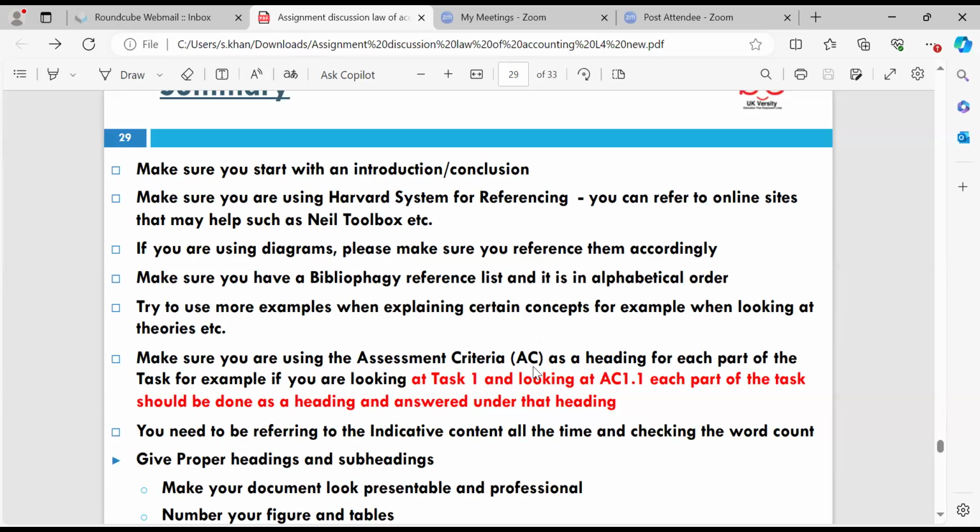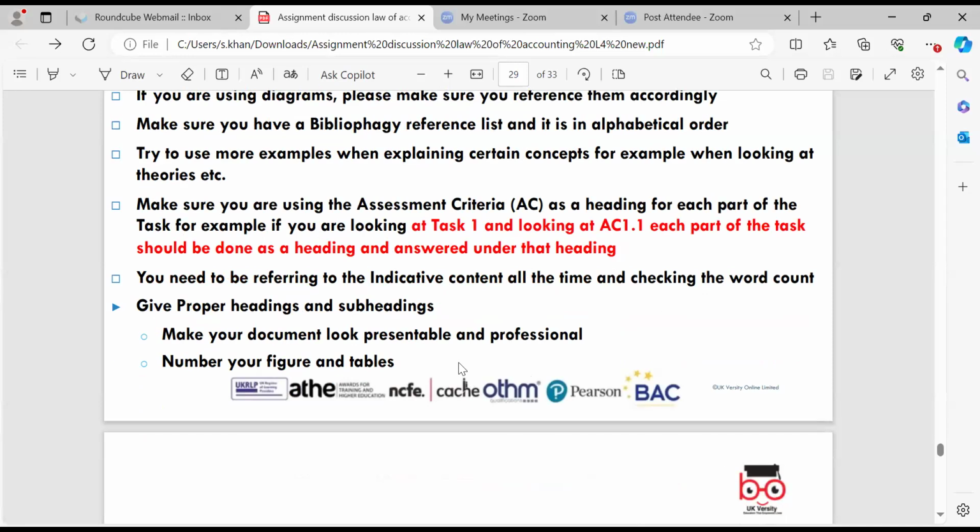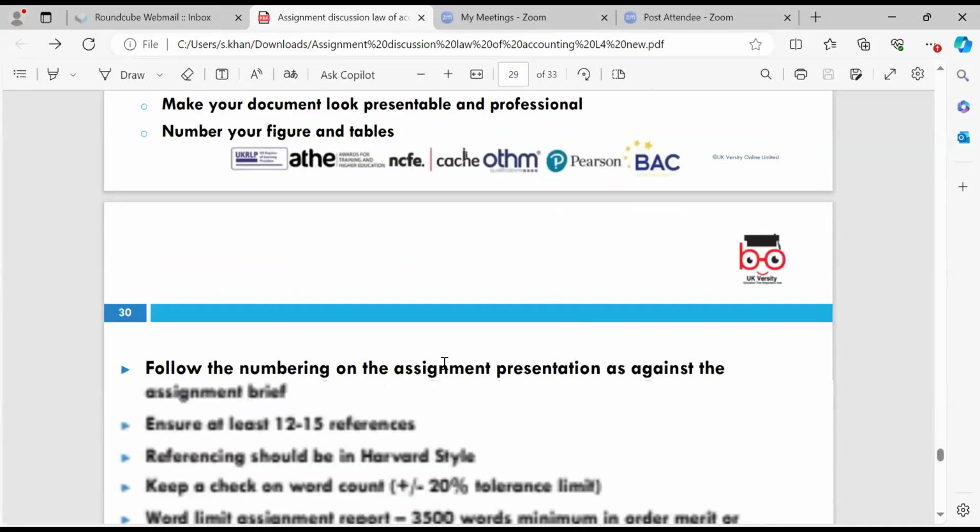Make sure, and I've said this to you before, make sure you have your assessment criteria as the heading. So the full heading that you should have, maybe it says analyze the elements and nature of contractual agreements, AC 1.1, that is a heading and you would write under that. And make sure you are referring to the indicative content and the word count. Give proper headings and make it look presentable and professional.